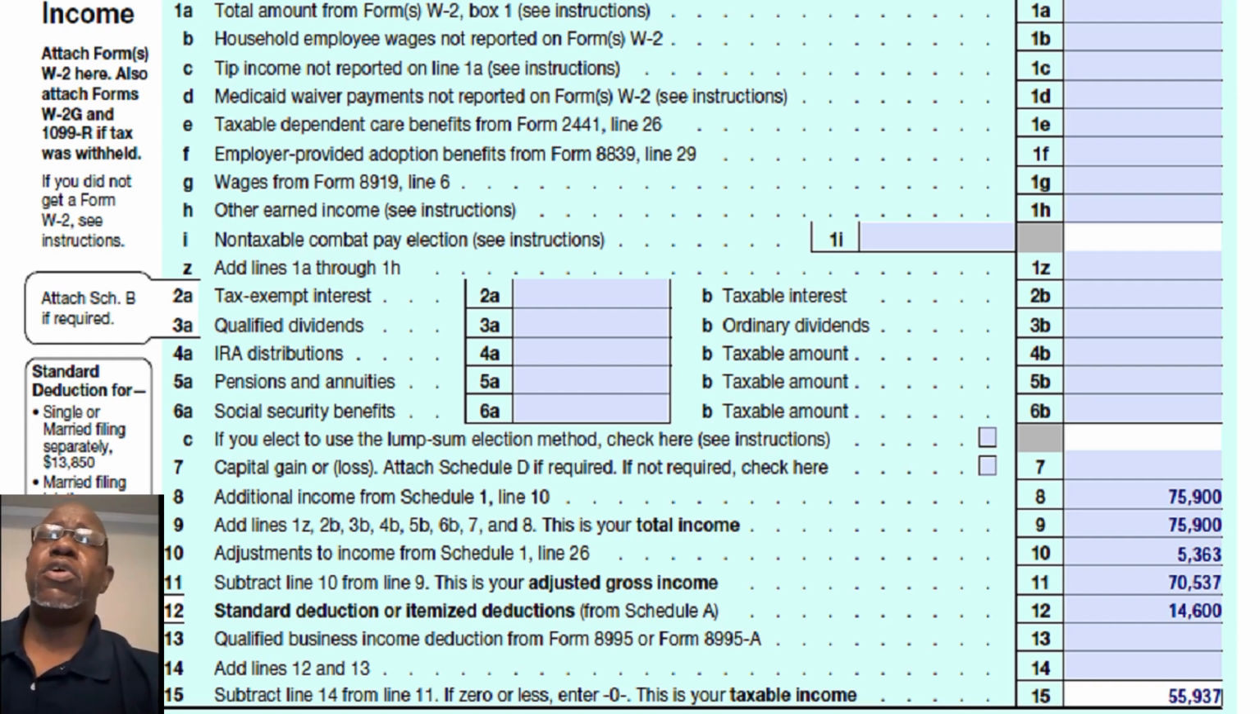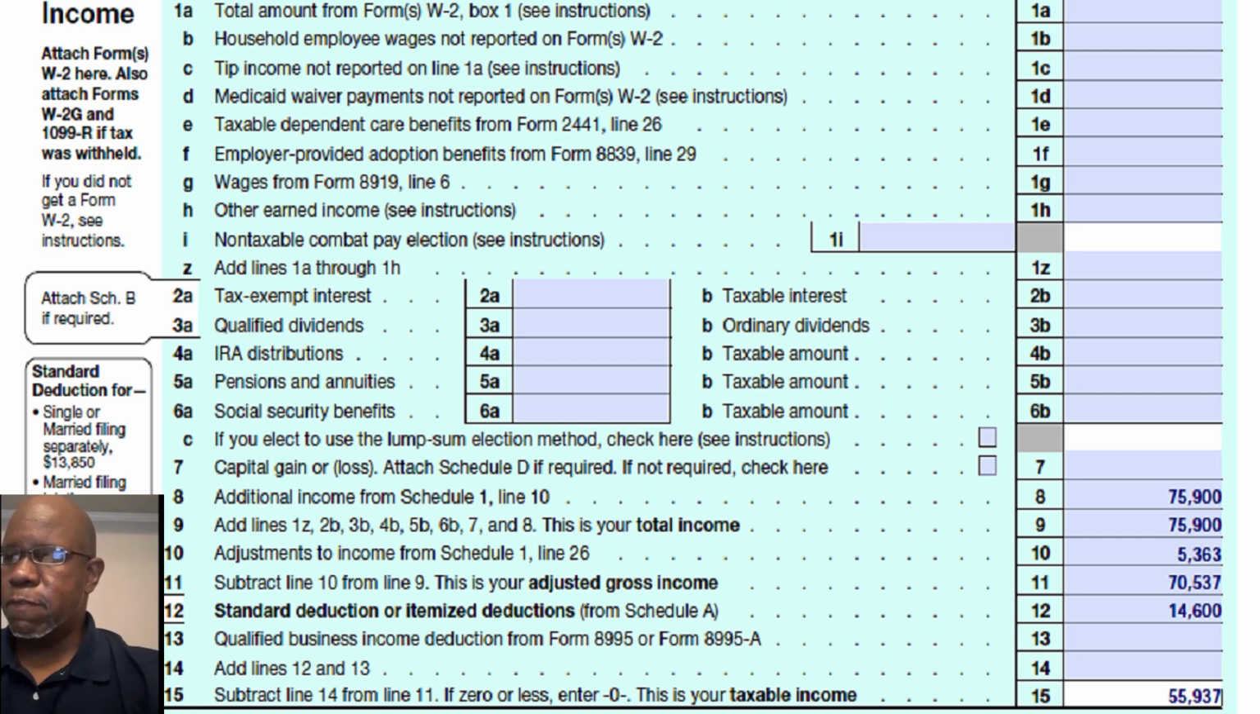So up until this point, we don't know what the QBI deduction is. So pretty much it's just 20% of taxable income up until this point, or 20% of adjusted gross income. Adjusted gross income, as we mentioned, is 70,537. Taxable income up until this point, we're going to take 70,537 minus the $14,600 standard deduction.